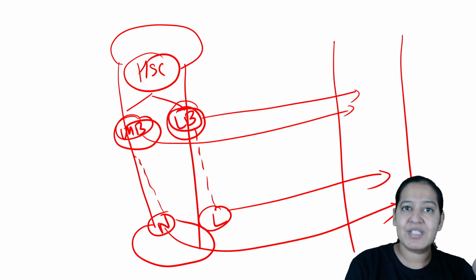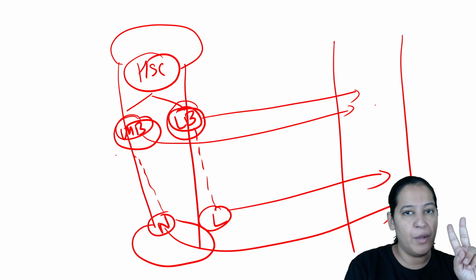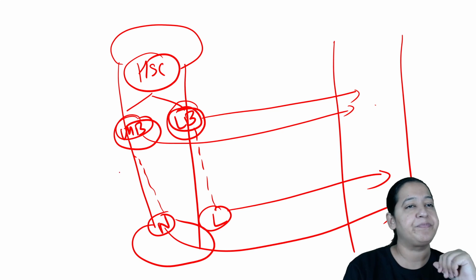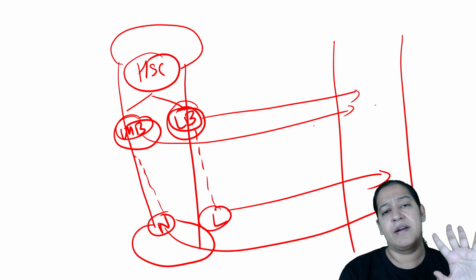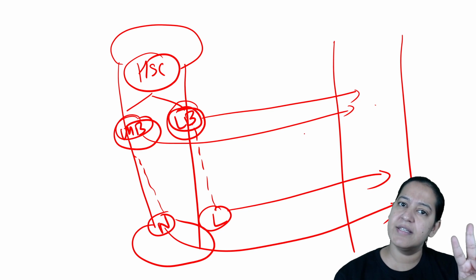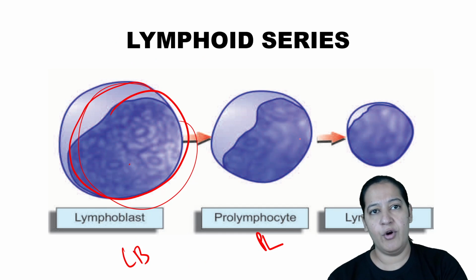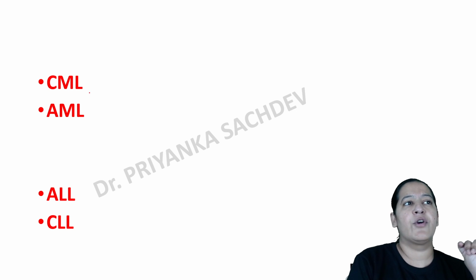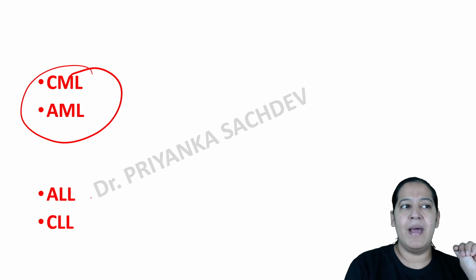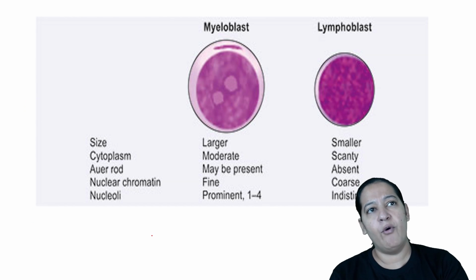So when myeloblasts come in the blood, it is known as myeloid leukemia. It is of two types, AML and CML. When lymphoblasts come in the blood, it is known as lymphoid leukemia. Again, it is of two types, ALL and CLL. Have you got it? So four types of leukemias are there, AML, CML, ALL and CLL.